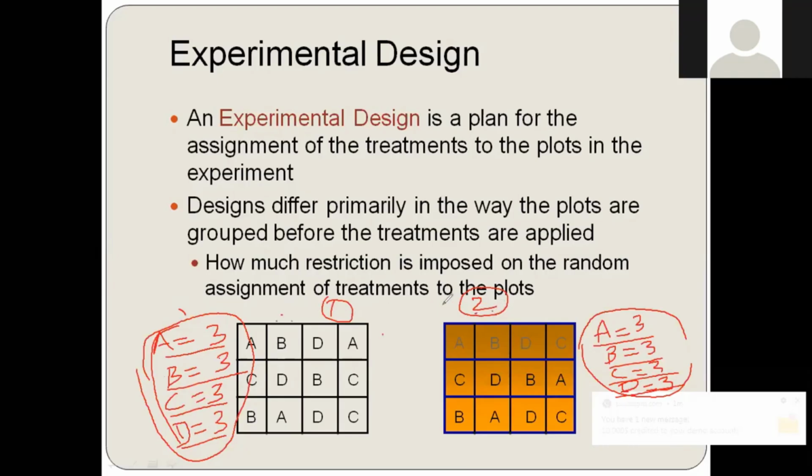Then how can we justify that 2 is better than 1? Anyone? Why is 2 better than 1, because replicate is the same? Anyone?